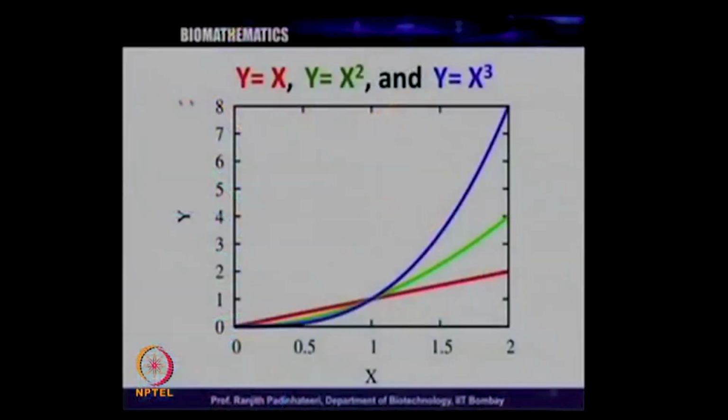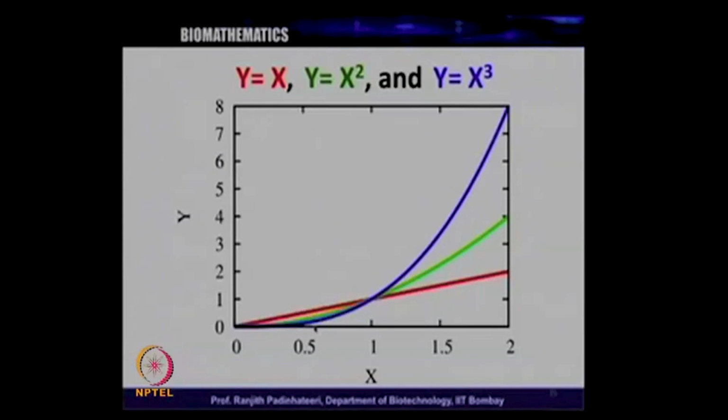Now we have seen x square, and the next simplest function is x cube, so let us see how it would look if you plot x cube. Have a look at this slide. What you have plotted here is y equal to x, y equal to x square, and y equal to x cube. The red line is y equal to x, the green curve is y equal to x square, and the blue curve is y equal to x cube.